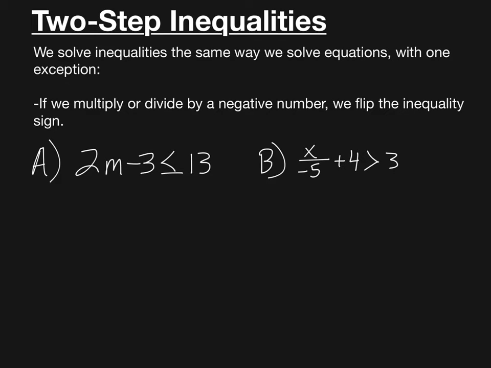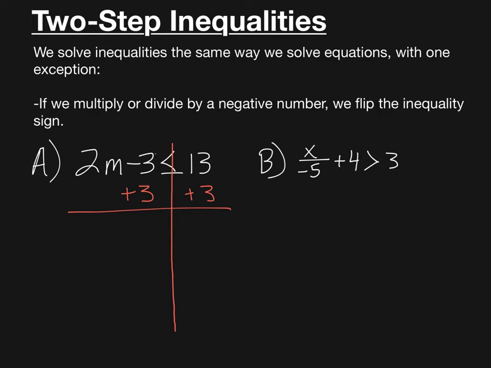In our first example, we have 2m minus 3 is less than or equal to 13. So to start, I'm going to draw my line through the inequality symbol to separate my two sides. On my left side I have 2m minus 3, my right side I have 13. So my first step, just like if this was an equation, I'm going to undo the subtraction first. And to do that, I use the inverse operation. I'm going to add 3 to both sides.